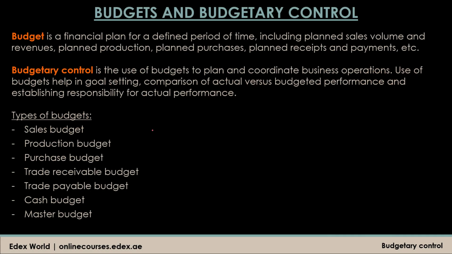So we've already covered the definition of budgets in the previous video, and then we covered the sales budget, production budget, purchase budget, trade receivables and trade payables budgets. These were already covered in part 1. So if you've not watched that video, I suggest you go and watch that video first. And in this video, we will look at cash budget and master budget.